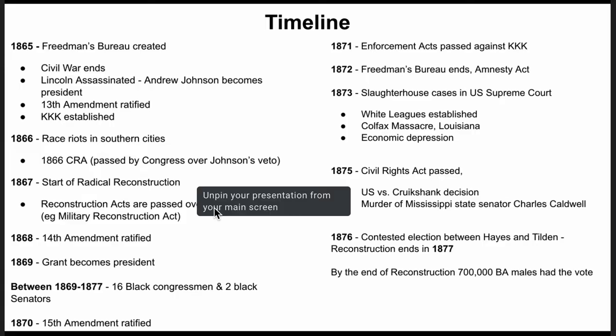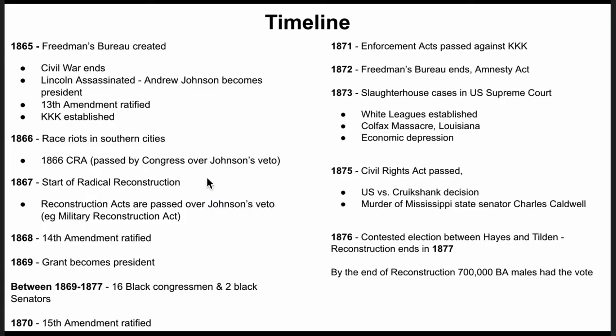Later on that year, there's the murder of Mississippi State Senator Charles Caldwell, who's Black American, again showing the use of political violence to uphold white supremacy in the South. 1876 is this contested election between Hayes and Tilden, which leads to the end of Reconstruction. Hayes makes this deal with the Democrats to remove all remaining federal troops to end Reconstruction in 1877. So that's the end of Reconstruction. It's the end of the federal government being in control of the South.